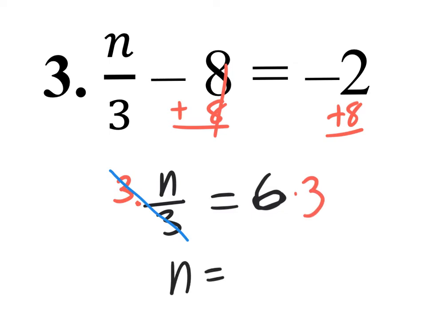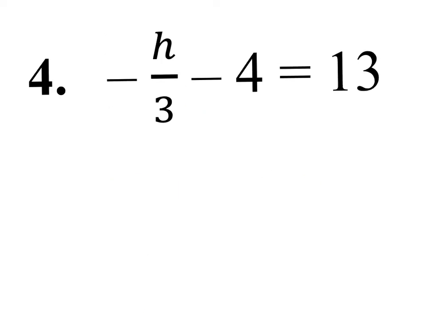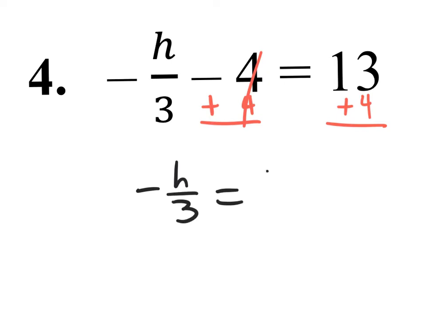That was your goal, to get the variable by itself. And 6 times 3 is 18, and we are done. Let's move on to number 4. Again, you can multiply everything by 3 to get rid of the fraction, but the easier thing to do would simply be to get rid of the minus 4 by doing plus 4 first. That'll cancel it out. What you do to one side, do to the other side. You will have negative h over 3 equaling 17.